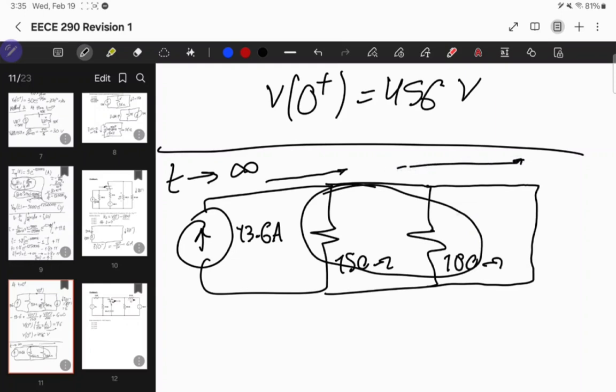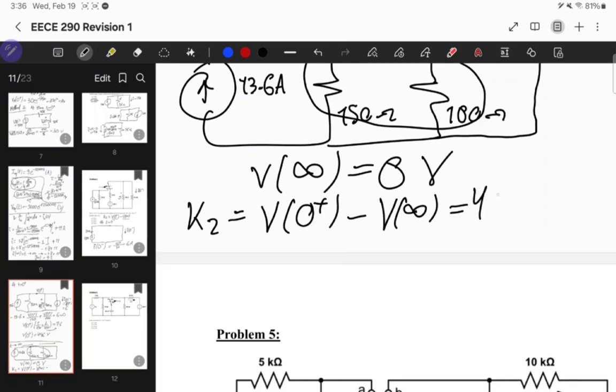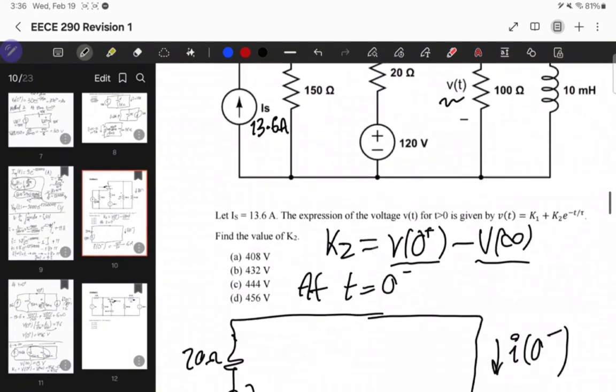We have a short circuit, so the 100 ohm and the 150 ohm are shorted, so no current flows in here, and all the current flows in the short circuit, so the voltage across everything is 0. So V at infinity is simply 0 volt. So finally K2 is equal to V at 0 plus minus V at infinity, which is 456 minus 0, which is exactly 456. So if you go to the options, we see that the answer is D, 456.